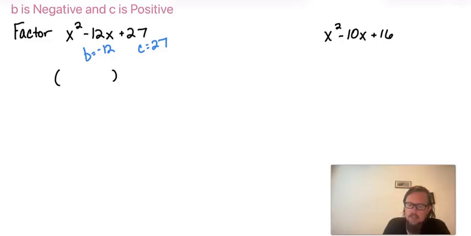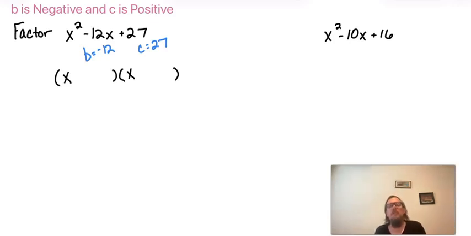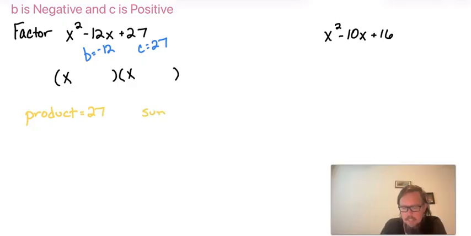So we can go straight to our two parentheses, and our parentheses both have to start with x because the polynomial begins with x squared. So what we're looking for is two numbers that have a product of 27 and a sum of negative 12.